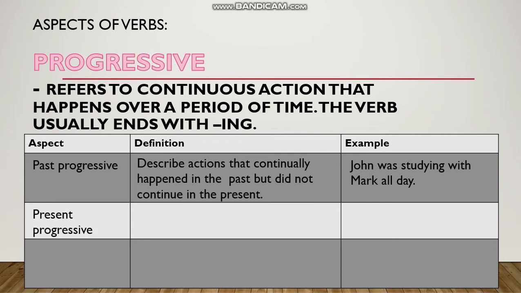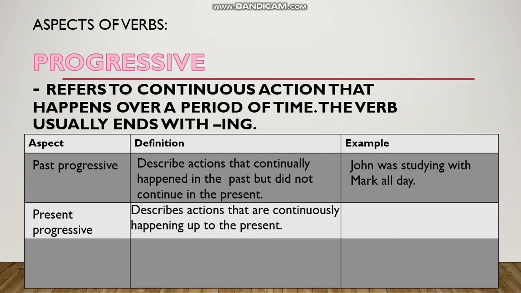Next aspect, present progressive. Definition: it describes actions that are continuously happening up to the present. So, the action is happening in the present and continuously happening up to the present. It is ongoing in the present. Let's take a look at this example. Pipa is walking her dog around the park.